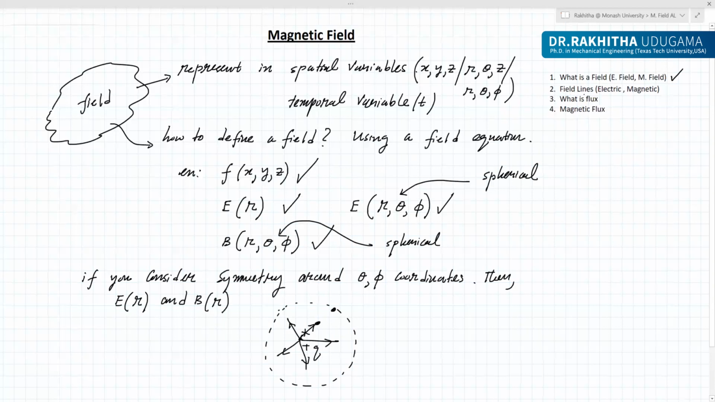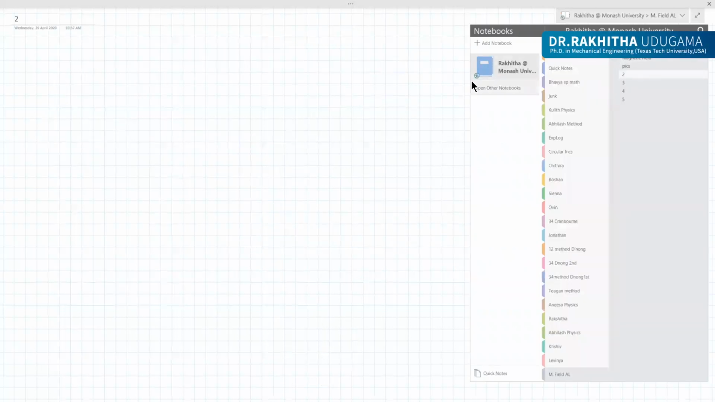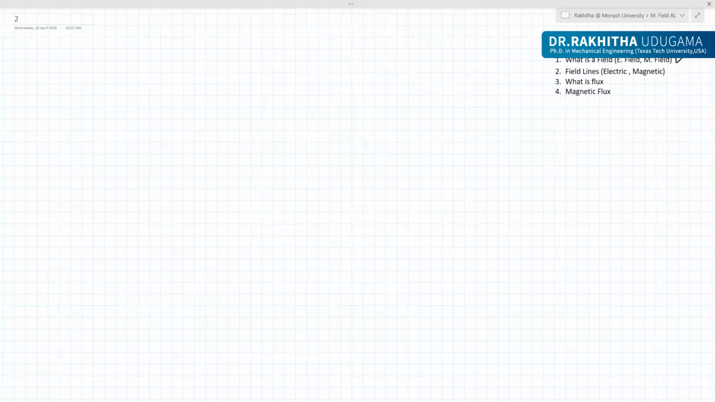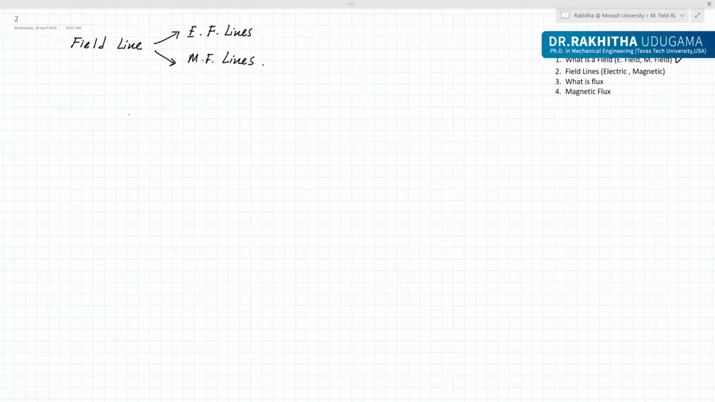So, according to our syllabus, I'm going to talk about electric field lines and magnetic field lines. So, I will move into my second page. So, we have already discussed this. Now, let's talk about field lines. So, this lesson, field line, this lesson I'm going to divide into two: electric field lines and magnetic field lines. Let's talk about a field line now.